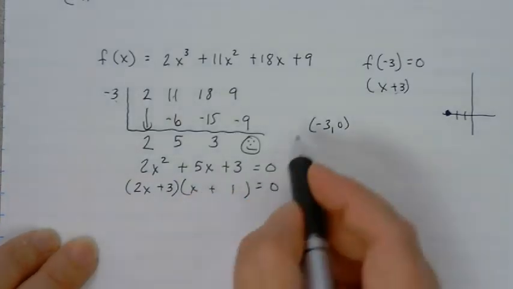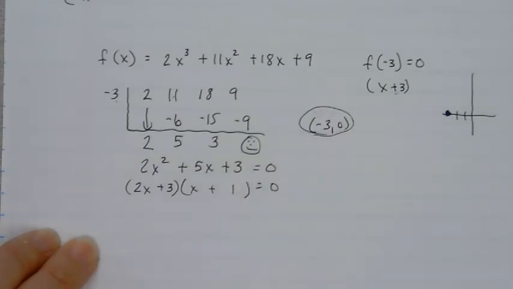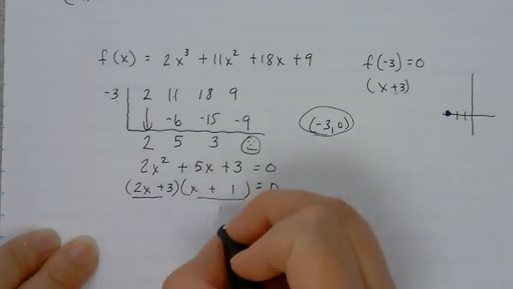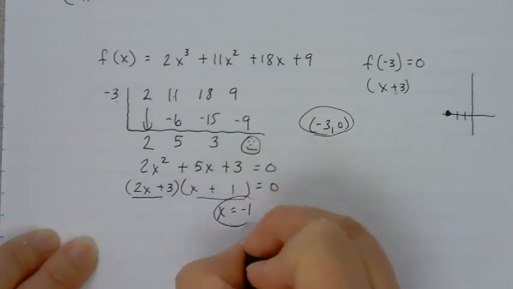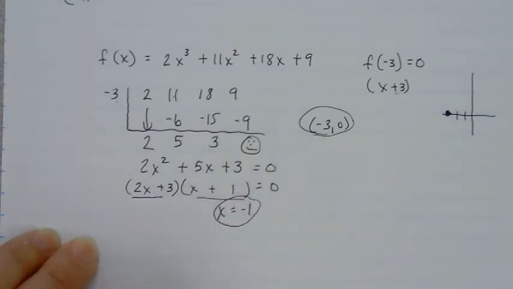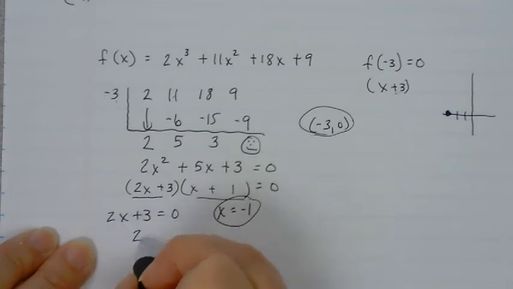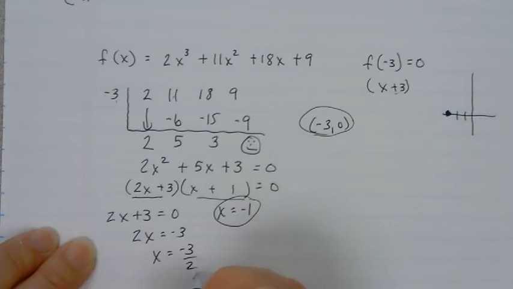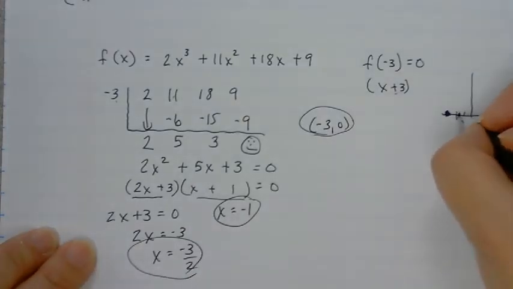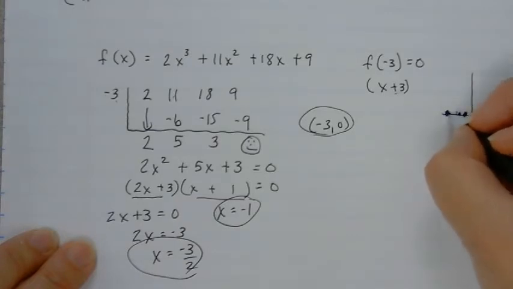So I know that -3, 0 is a 0. I know that the other factors are 2x plus 3 and x plus 1. So x equals -1 is another 0. And the other 0 is where 2x plus 3 equals 0. So 2x equals -3, so x equals -3/2, which is -1.5. So I have a 0 at -1.5, I have a 0 at -1, and a 0 at -3.